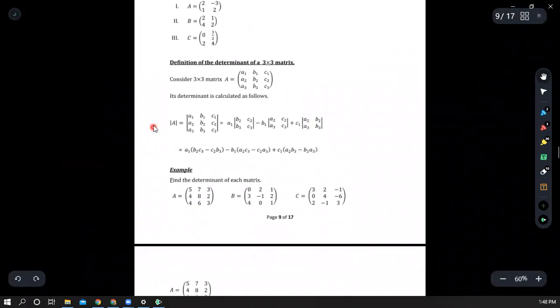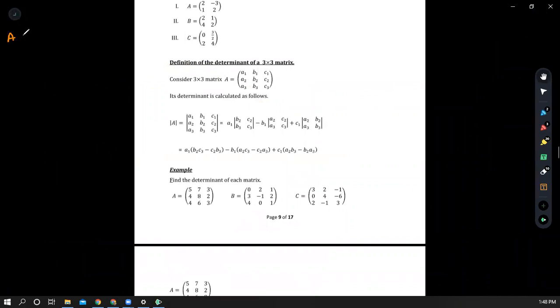We'll consider a 3 by 3 matrix in this form. Suppose that you are having a matrix A with the elements A1, B1, C1, A2, B2, C2, A3, B3, C3, which is a 3 by 3 matrix.